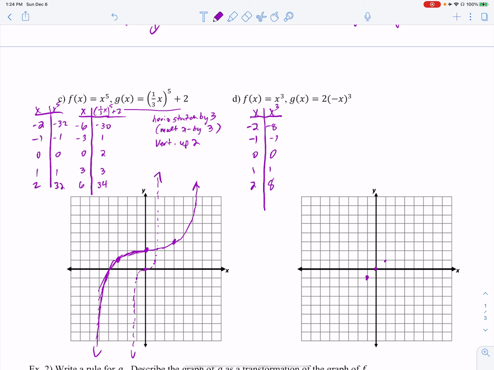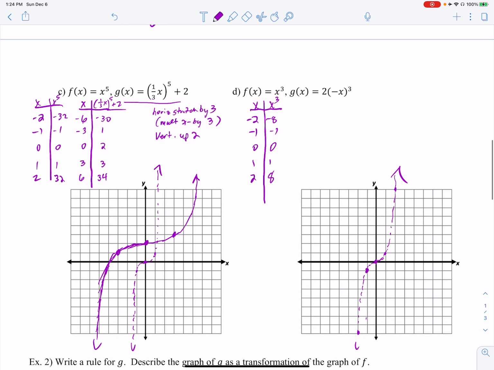And so very quickly, sketching it, again, there's a change in concavity, so concave down versus concave up. There's my parent function. And then with the 2 on the outside, we have a vertical stretch by a factor of 2. And the negative x on the inside is a reflection in the y-axis. When you negate the x on the inside, that's a reflection in the y-axis, which means you change all the x values' signs. You take the opposite.